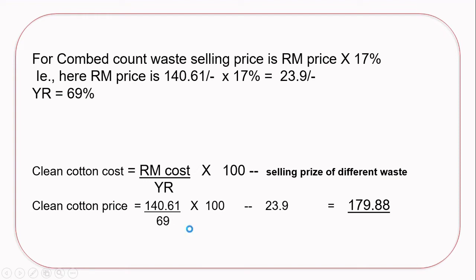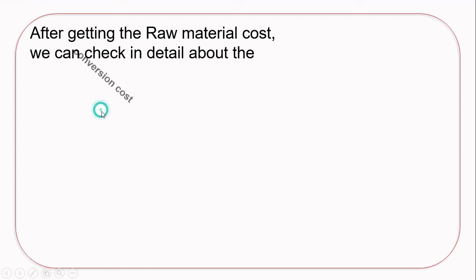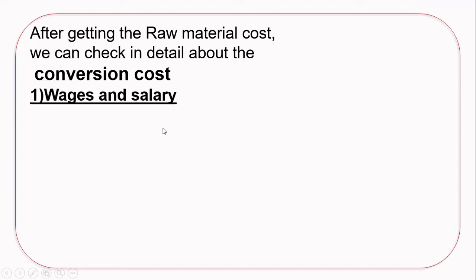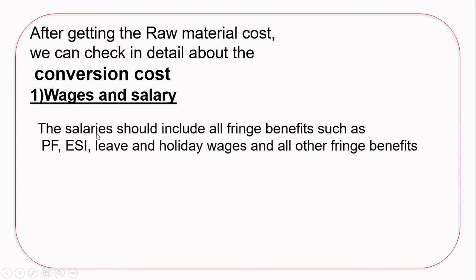After getting the raw material cost, we can check in detail about the conversion cost. If we add both raw material clean cotton cost plus conversion cost, we will get the yarn cost. Conversion cost, one by one we will check. First one is wages and salary. The salary should include all fringe benefits such as PF, ESI, leave and holiday wages and all other fringe benefits.